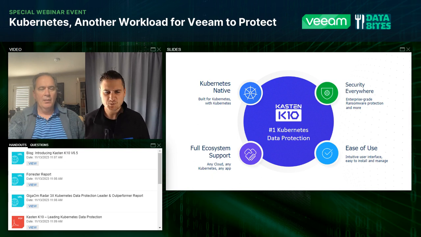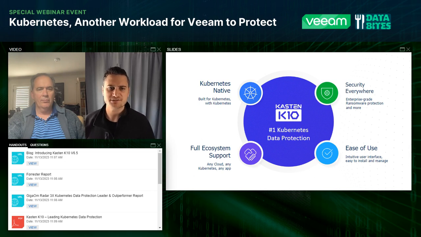And then full ecosystem support, which I touched upon with Kubernetes native. We showed that slide earlier around different Kubernetes distributions, storage providers, hyperscalers, and what have you.